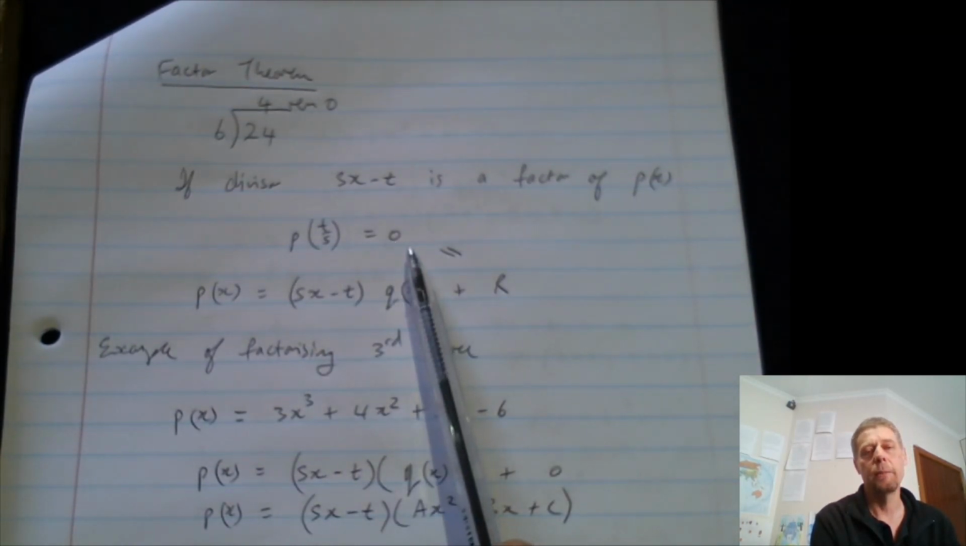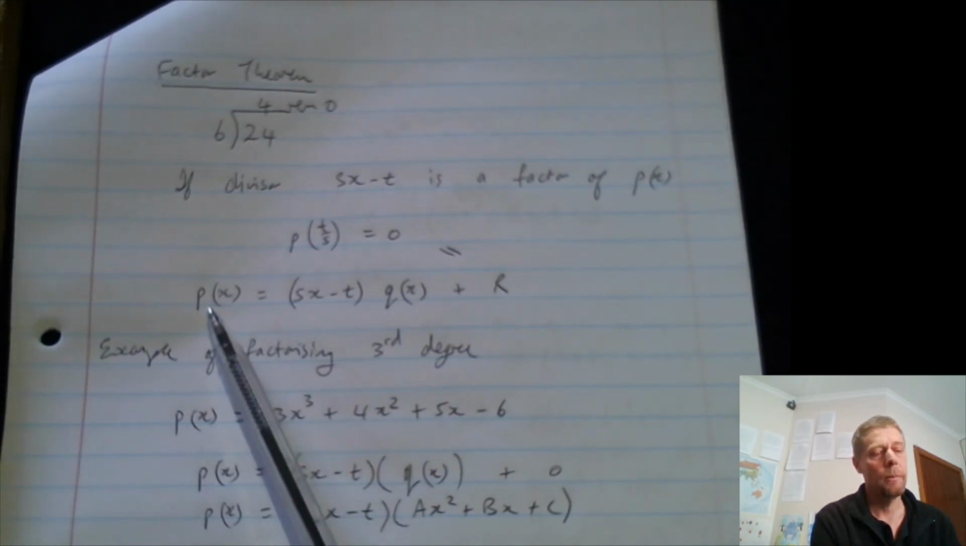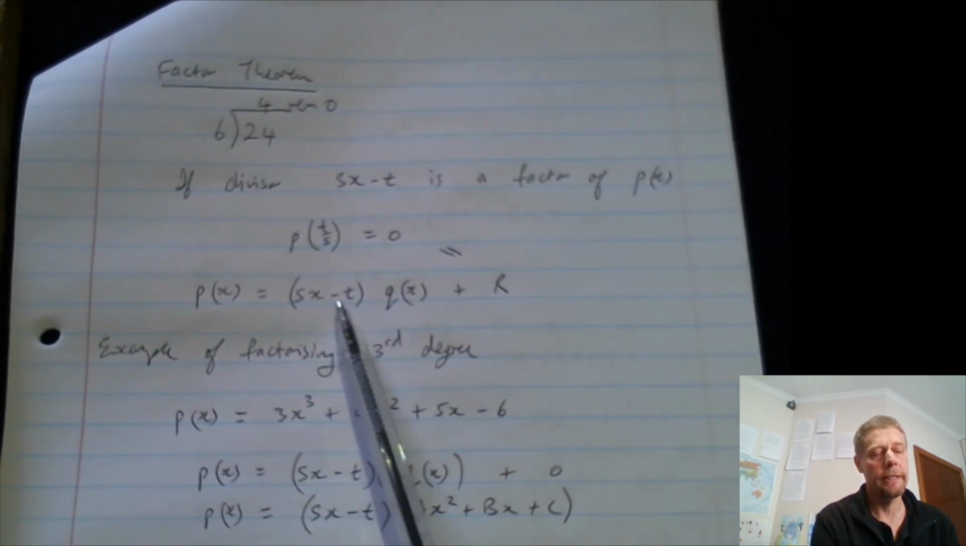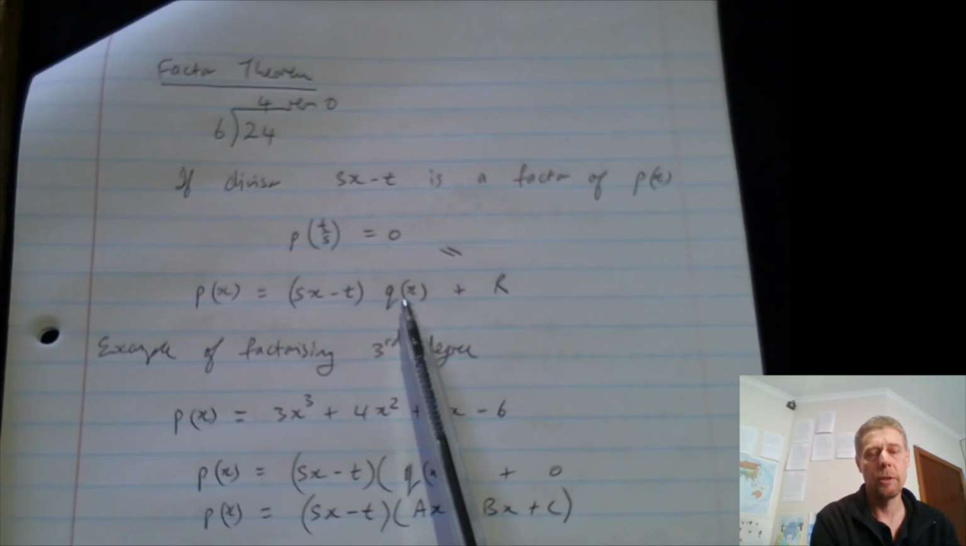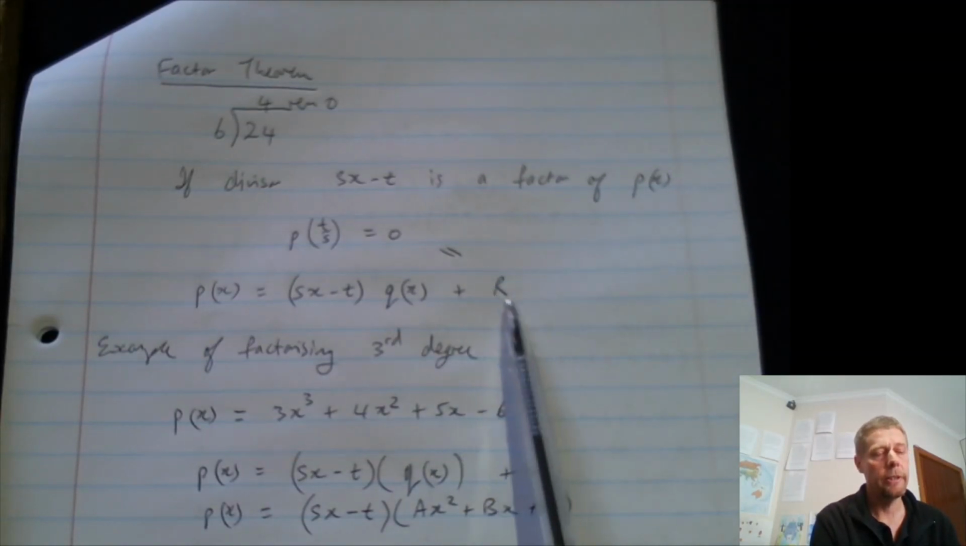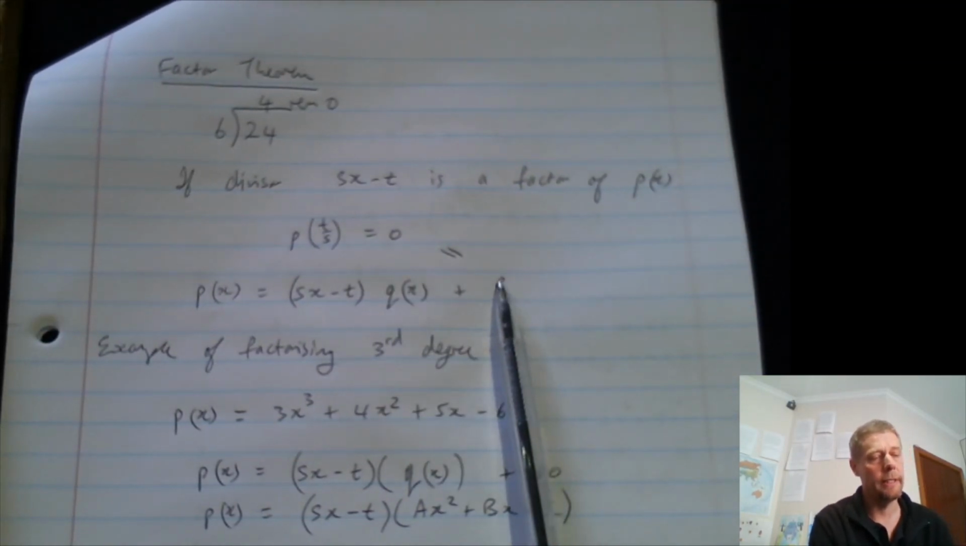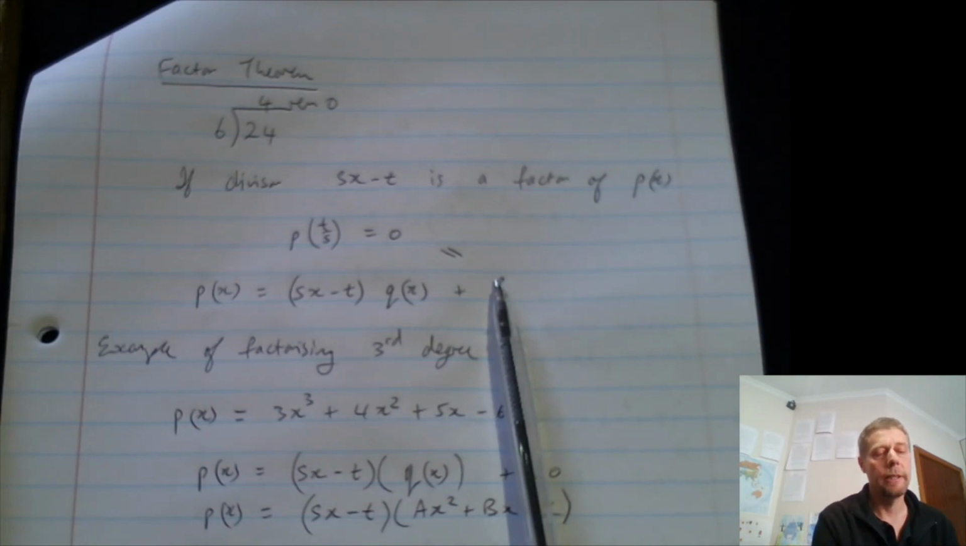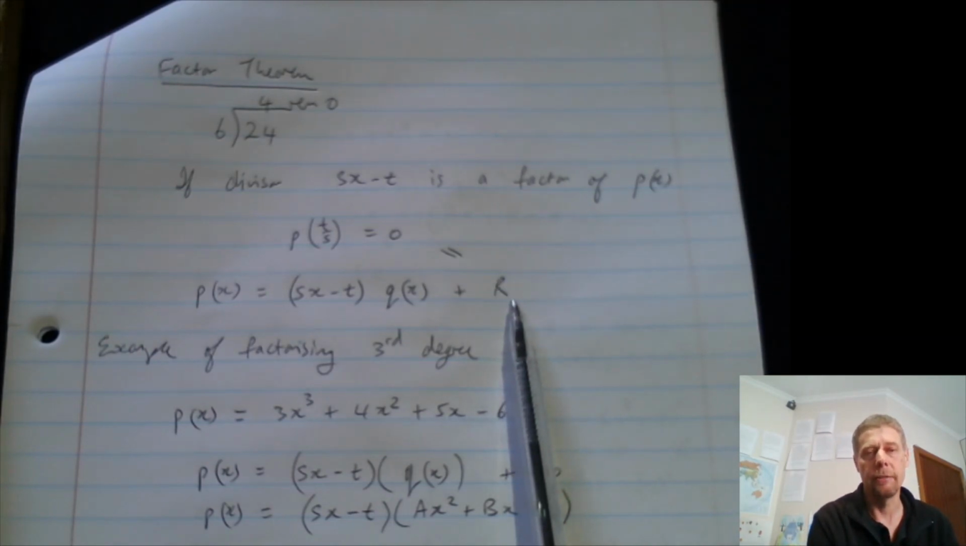Now that makes sense because if we say p of x equals the divisor, sx minus t, times some quotient plus r, we already know that r equals 0 because we've said that sx minus t is a factor. We've already said that it's a factor, so there's no remainder.